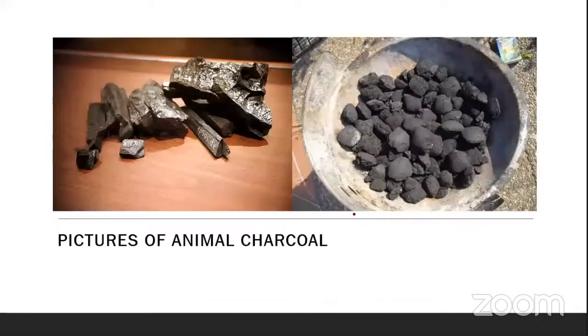We go on. So these are some of the examples or pictures of animal charcoal. You can see all of them are black, and though they won't look alike, they are different. So these are some of the animal charcoal.